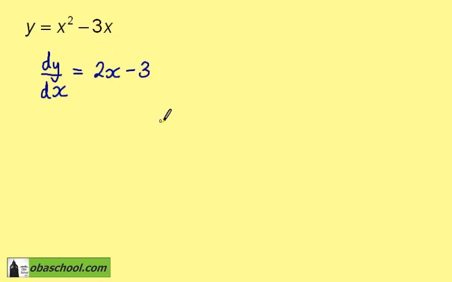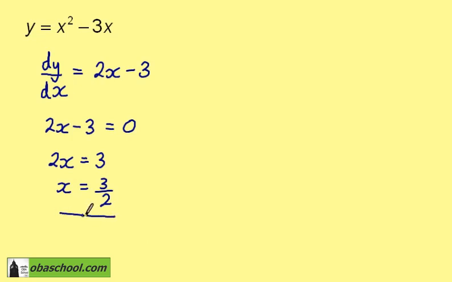Turning points occur when dy dx is equal to 0. Therefore, we need to set 2x minus 3 equal to 0. Solving this gives us the x-coordinate of the turning point. Add 3 to both sides and divide both sides by 2. This is the x-coordinate of the turning point, and since there's only one solution, we only have one turning point for this curve.